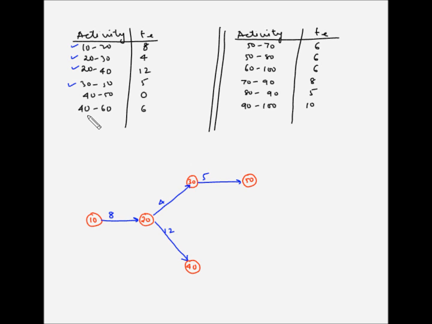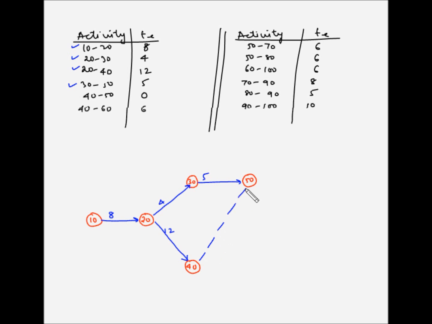Next is 40 to 50 and 40 to 60. So 40 goes into 50 and 60. Now the expected time duration for 40 to 50 is 0. That means this is a dummy activity. And 40 to 60 is 6. So 40 to 60 is not a dummy activity, but 40 to 50 is a dummy activity. So this is the dummy activity. And now we have to draw the event 60. So let's say this is 60, and this is the activity between 40 and 60. So we have completed 40 to 50 and 40 to 60.